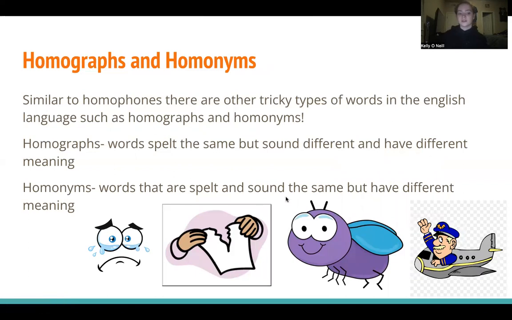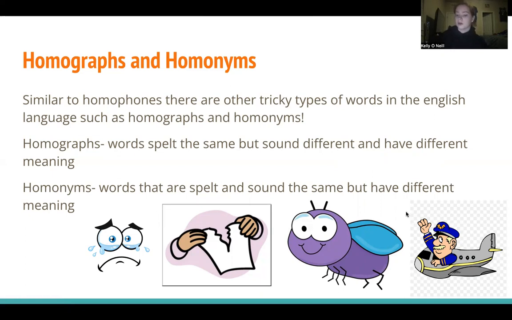So down here we have some examples of this. On the left here we have tear and tear. They're both spelled T-E-A-R, but they have different meanings. One is you crying, a tear streaming down your eye, like no. And the other one is tear, like you are tearing a piece of paper. And that is a homograph. And that is how you identify it. They're spelled the same, but they have different meanings.